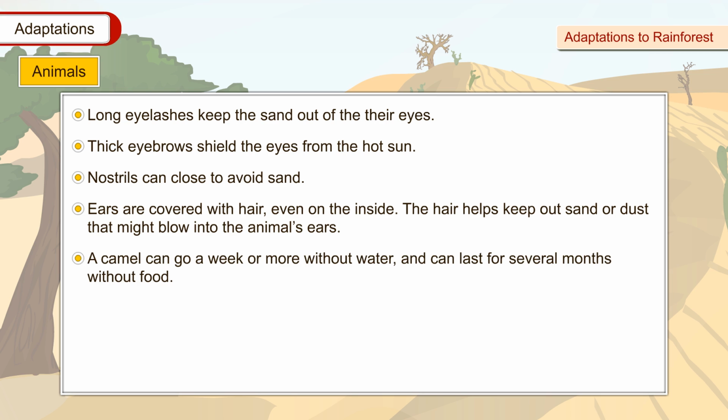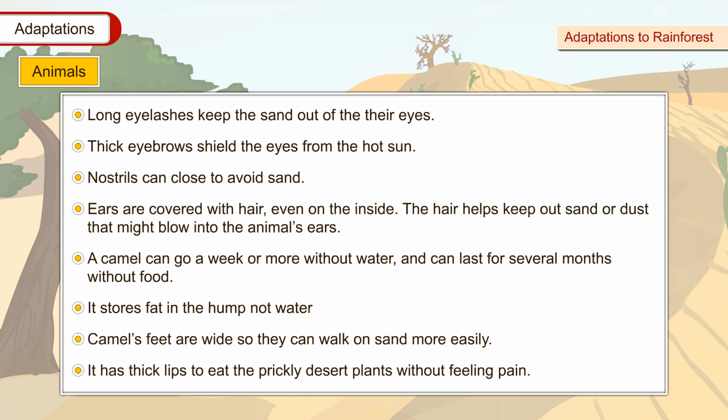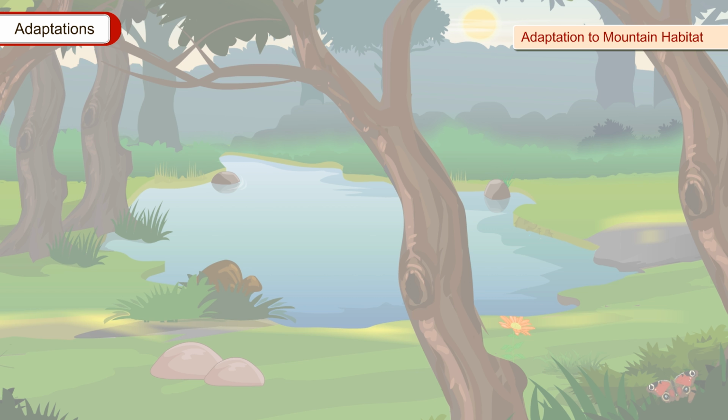A camel can go for a week or more without water and can last for several months without food. It stores fat in the hump, not water. Camel's feet are wide so they can walk on the sand more easily. It has thick lips to eat the prickly desert plants without feeling pain.